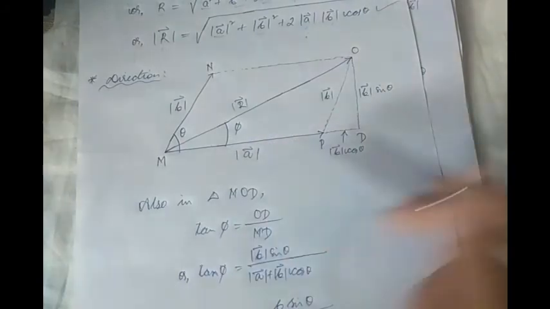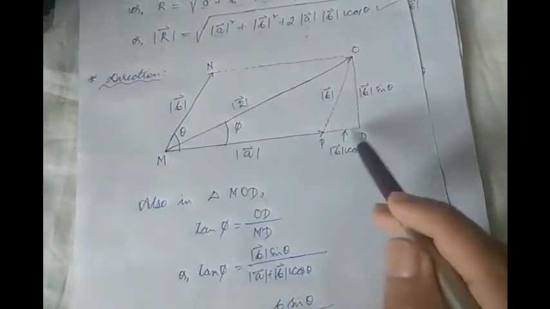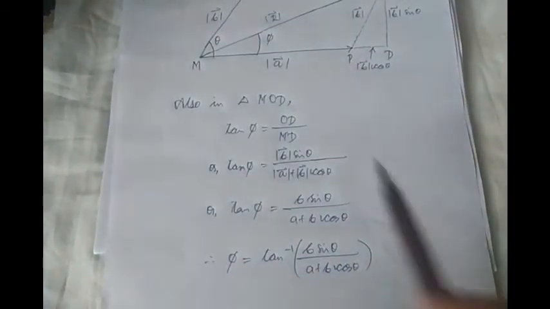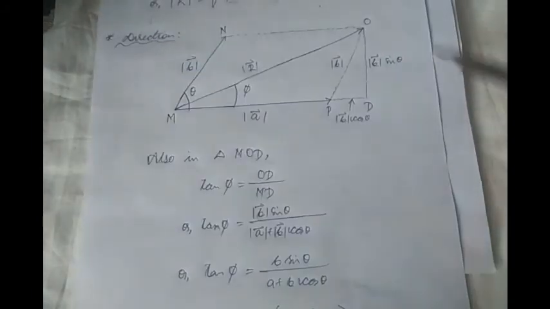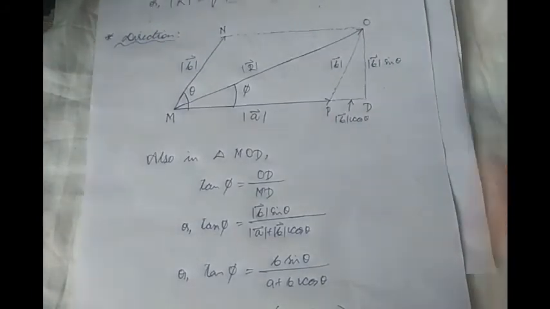Now in this right angle triangle, we can write tan phi. Tan phi is what? Perpendicular by base, that is OD divided by MD. Now OD we know is B sine theta. So B sine theta divided by MD, which is A plus B cos theta. As you can see, this is A, this is B cos theta.